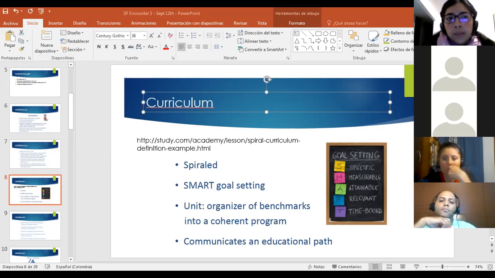Attainable, well, if our students have that English level, it could be attainable. It would be relevant. And what about time bound? In that case, we would add something like by the end of the term, students will be able to. Exactly. By the end of the term, the students will be able to talk about their daily routine through a role play using the simple present tense based on an outline done previously.